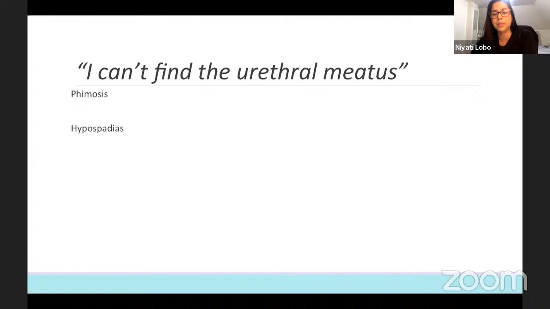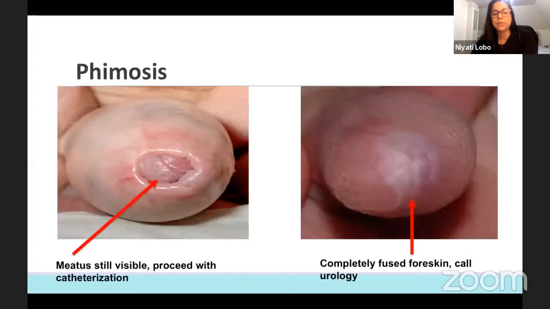So we're just going to talk about phimosis for a second. Phimosis just means a tight foreskin. You've got two examples here. In the picture on the left, you can see that there is quite a tight foreskin. You can't retract the foreskin beyond the glans, or the head of the penis, but that slit in the middle is the urethral meatus, so you can still see that. So you can definitely still get a catheter there because you can see the location of the meatus.